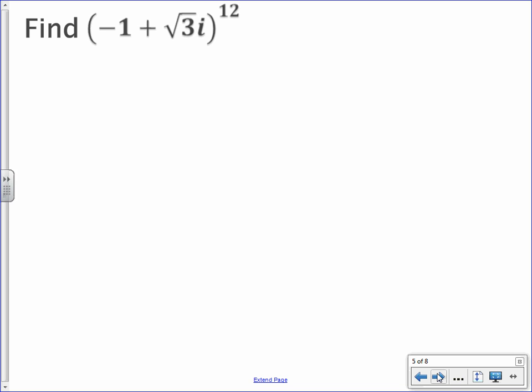Okay, are you going to write 12 of these in FOIL 11 times? No, you are not going to want to FOIL 11 times. Do not try to do that on the test. Instead, we have a very nice way to take numbers to a power if they are in trig form. So let's put this number into trig form first. Okay, so -1 plus radical 3i would be here.